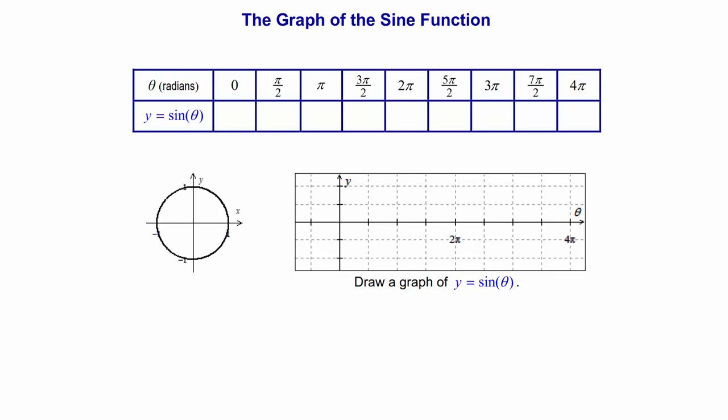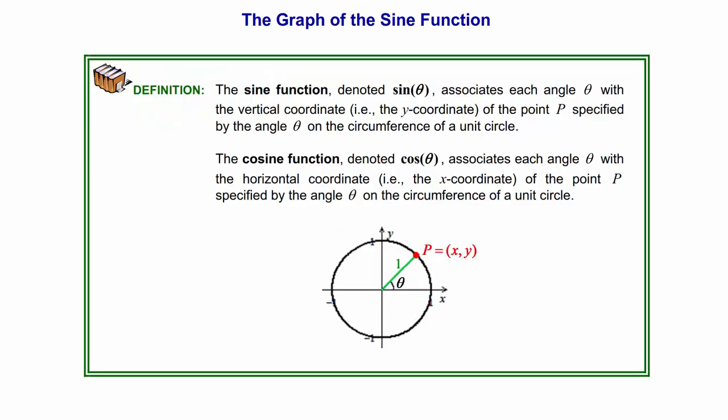First, let's recall the definition of the sine function. The sine function, denoted sine of theta, associates each angle theta with the vertical coordinate, i.e. the y-coordinate of point P, specified by the angle theta on the circumference of a unit circle.